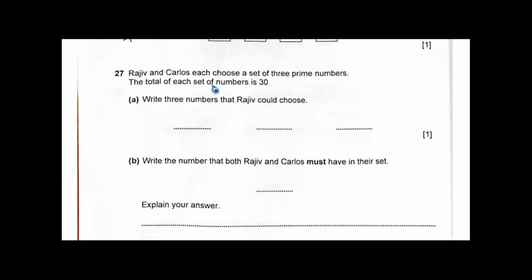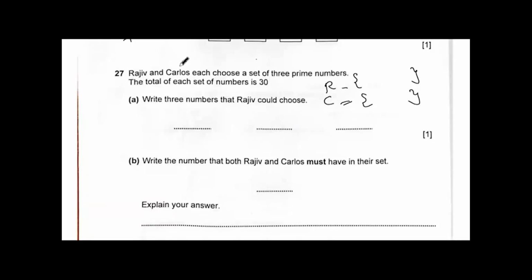Rajiv and Carlos each choose a set of 3 prime numbers. The total of each set of numbers is 30. Write 3 numbers that Rajiv could choose. Okay, so this is Rajiv, and then let me put, let's say, C for Carlos. Let me see what they can pick respectively. I think this will also help us in part B.